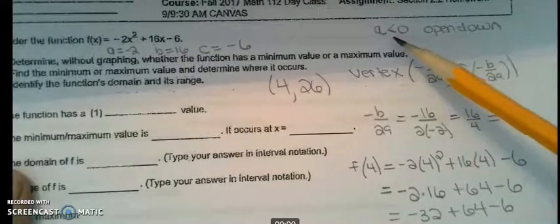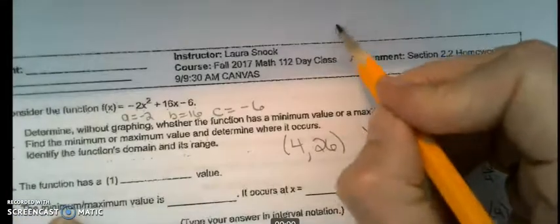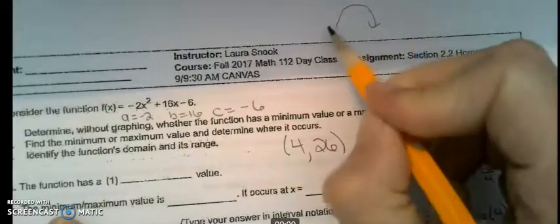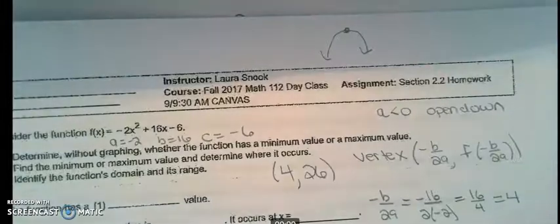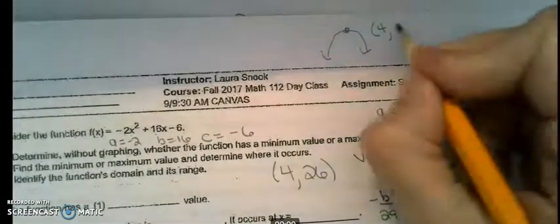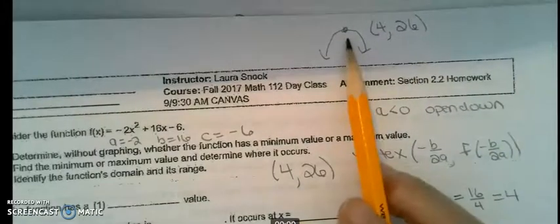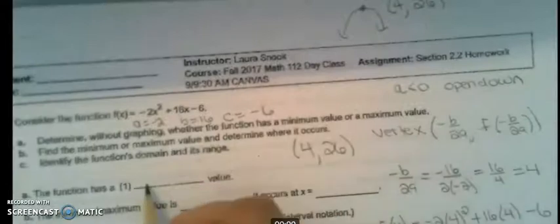So we know the graph opens down, so it's going to look like this roughly. It's going to open down. And then this is my vertex. I'm just going to label it here. It's 4 and then 26. Okay, just so we have it. So it has a maximum value. That's the first thing we know.